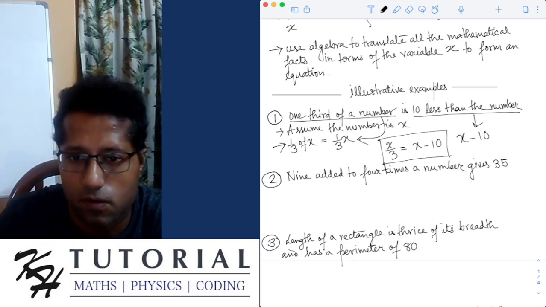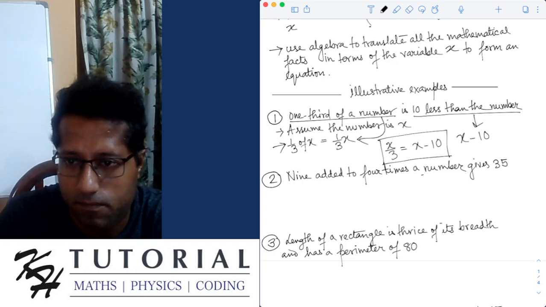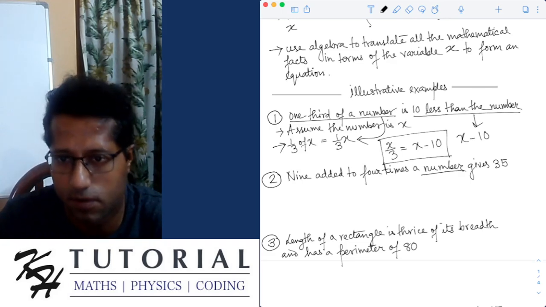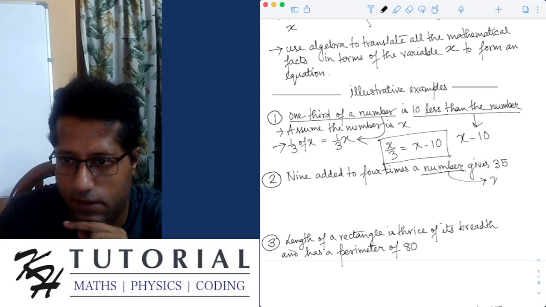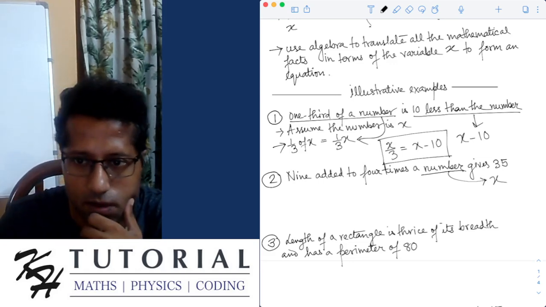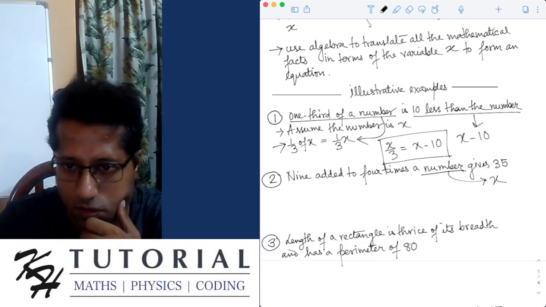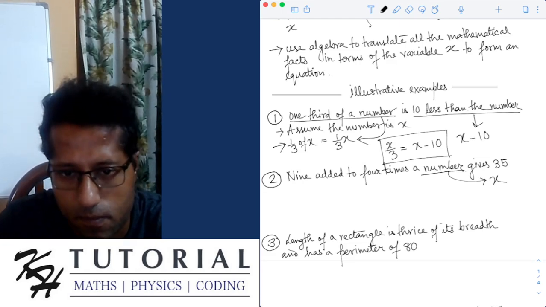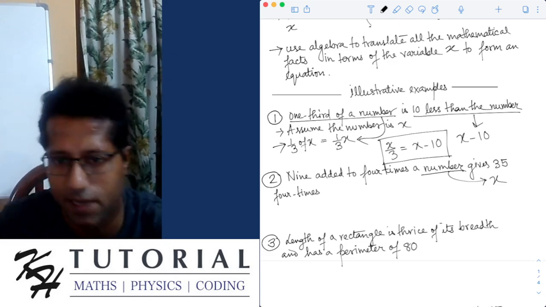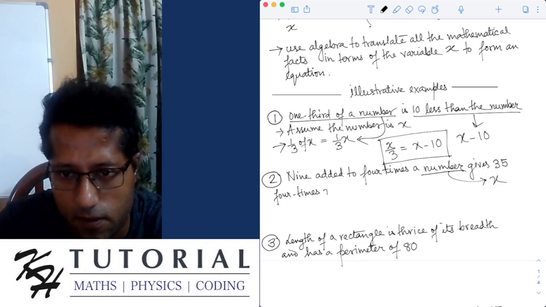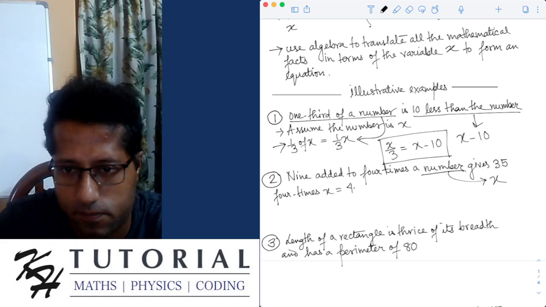Okay, so number 2, the number is the unknown. It is very clear that the number is the unknown. So I will assume that number as x, variable x. Now what is 9 added to 4 times a number? 4 times a number: since we have assumed the number to be x, 4 times x is 4x.